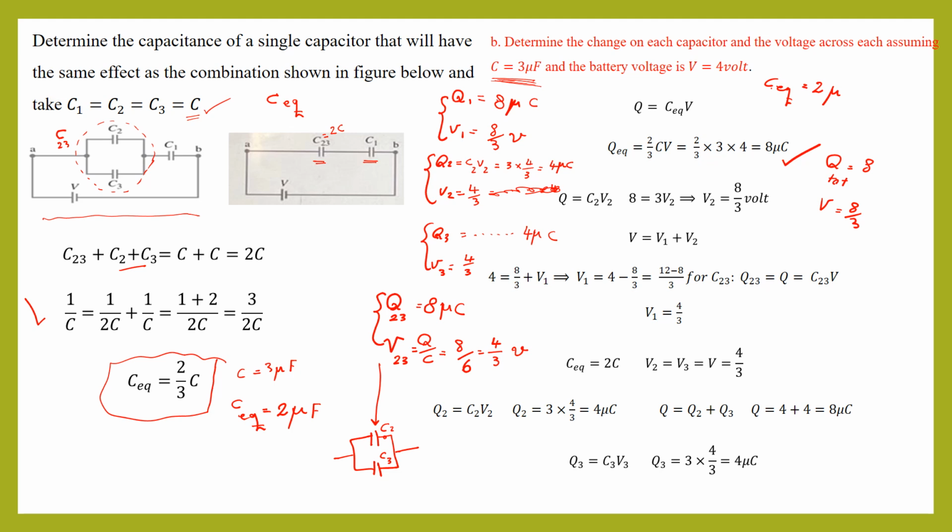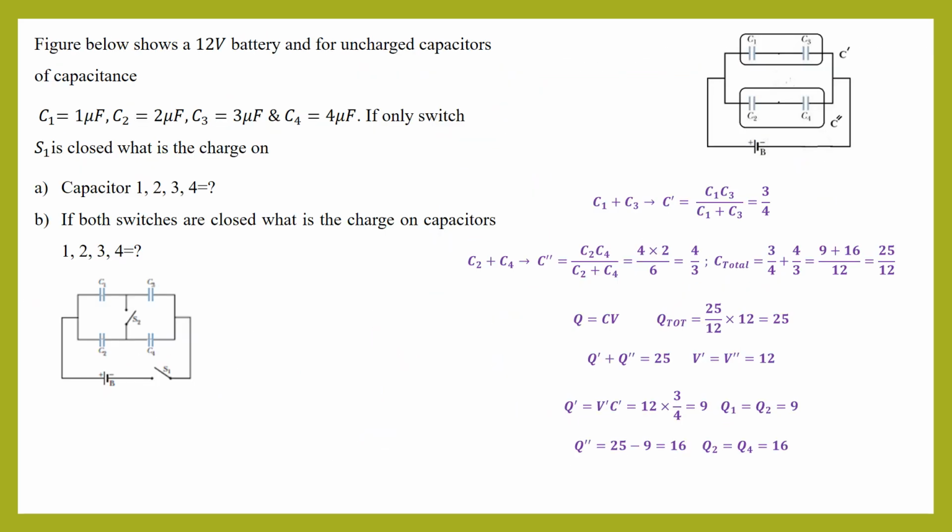Okay. Now everybody, there is a relation between Q2 and Q3. In fact, Q2 plus Q3 equals the total Q, 8 microcoulomb. You can check the validity of your answer, everybody. This is all the equation.